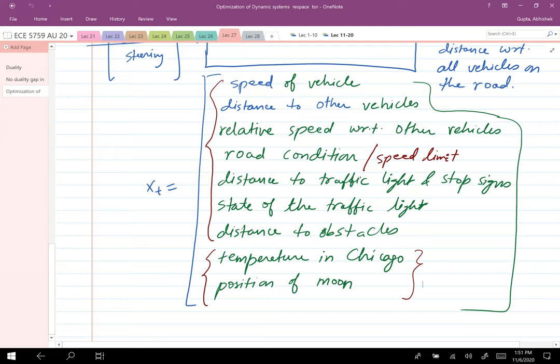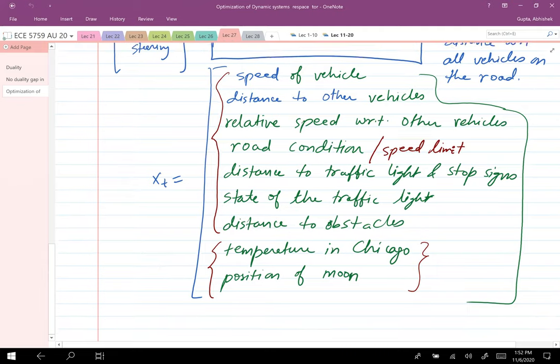But I'm sure all of you would be feeling some sort of discomfort with adding these two quantities as part of the description of the state of the vehicle. So can someone tell me what exactly is the problem with adding temperature of Chicago or position of the moon as part of the state of this vehicle? What's wrong with that? Next state doesn't change if we change the temperature of Chicago or position of the moon. I mean, the other states won't change. Other states will not change.